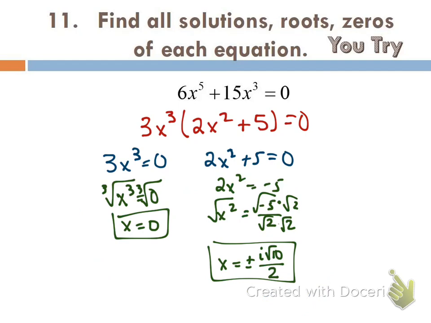Okay, I factored out a 3x cubed to get 3x cubed times 2x squared plus 5. I set both factors equal to 0. The 3x cubed gives me a solution of 0. And then I solved using the square root method for the second part. I subtracted 5 from both sides, divided by 2. I square rooted, and so I had to rationalize, and I got plus or minus i radical 10 over 2.